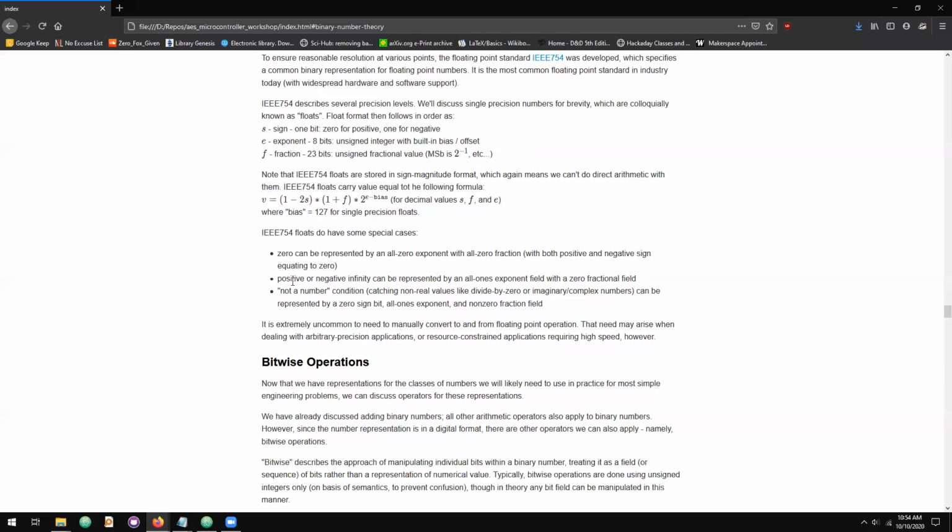You can represent infinite values by convention if you have an all 1 exponent and a 0 fractional field. And again, you can use the sign bit to represent whether that's positive or negative infinity. If you actually put it through this equation, it doesn't result in an infinite value, but we're calling it by convention that this state represents infinity for practical purposes.